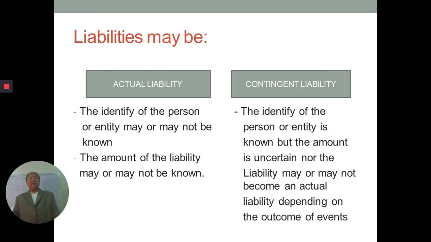Like in the case of lawsuits, for example, say you sued your employer for illegal termination. Now, on the employer side, it may or may not become an actual liability. So if it is decided by the NLRC that the company is guilty, then it will become an actual liability. Otherwise, there's no liability for them. Okay? So that is a contingent liability.